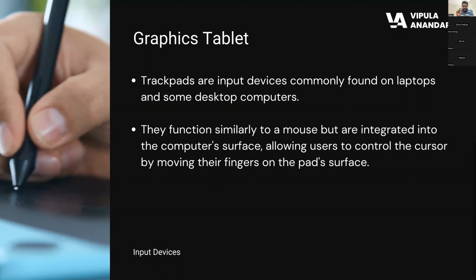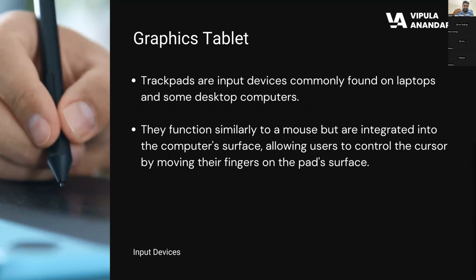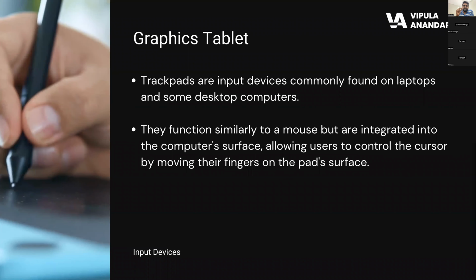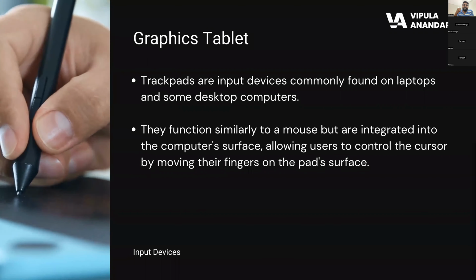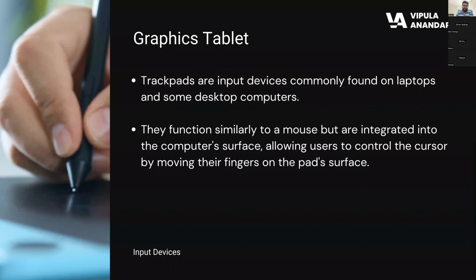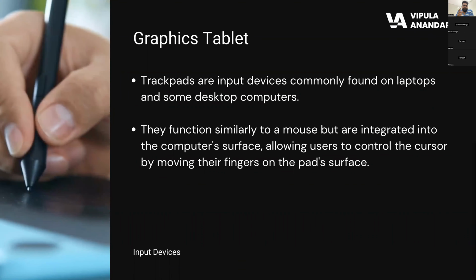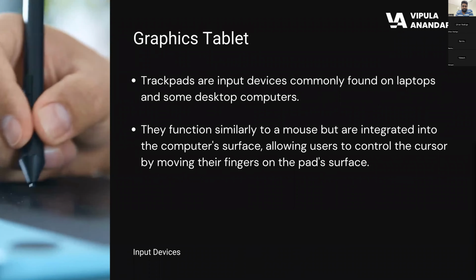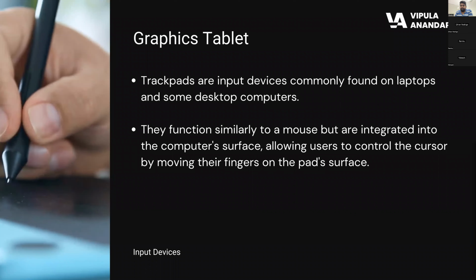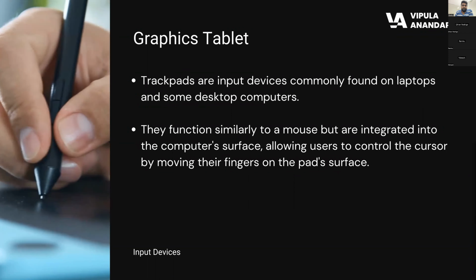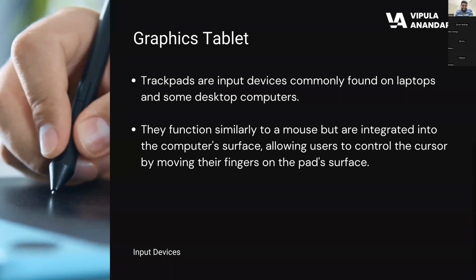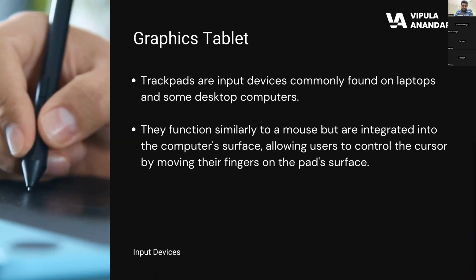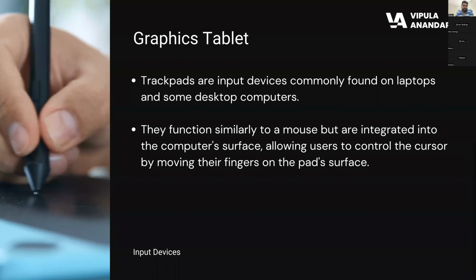So when we hold a pen like this, obviously we are used to writing, right? Since we are holding the pen in a similar way, it's going to give us more precision when it comes to writing. Graphic tablets are mostly used by graphic designers, architects, sound engineers, and all these creative people. The functionality is similar to a mouse, but it's more precise, allowing the user to control the cursor.